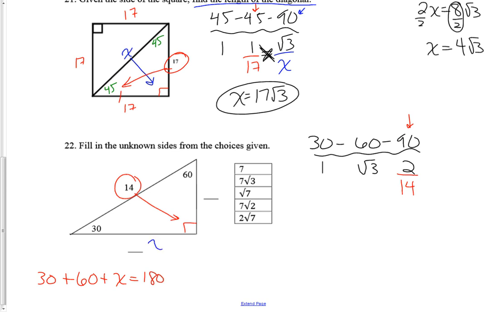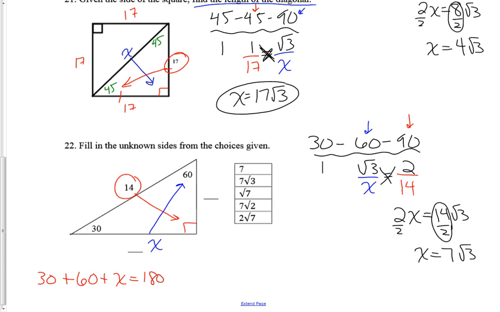Next, I'm going to pick a side that I'm going to call x. X is across from the 60. So under the 60, I place my x. I set these two fractions equal, and I get 2x is equal to 14 times the square root of 3. From here, I divide both sides by 2, and I get x is equal to 14 divided by 2 is 7 times the square root of 3. So I go to my answer bank, and I find 7 times the square root of 3. That's my x. I'm going to place that on this side of the triangle.